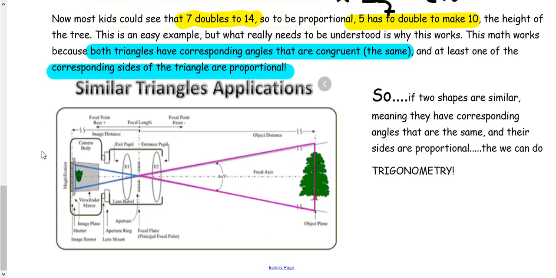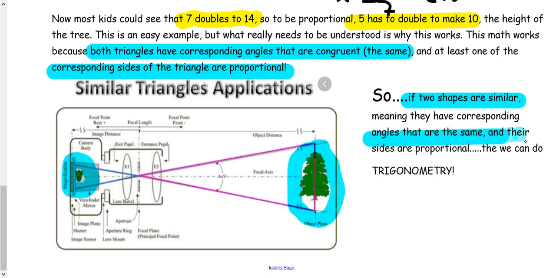Well, here's a fairly complex example, but these two triangles are similar, and we can use their properties of similar triangles to get a lot of information, like how far is the focal point, how big is the image, and all that sort of stuff. So if we understand if two shapes are similar, and in this we're talking about right angle triangles, and their angles are the same, and their sides proportional, we can do trigonometry.